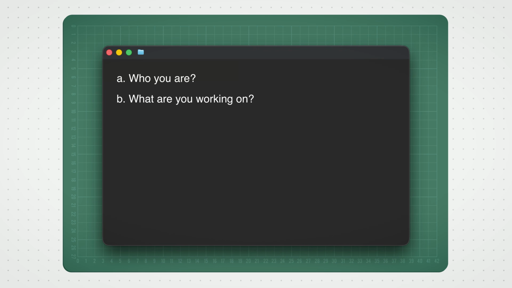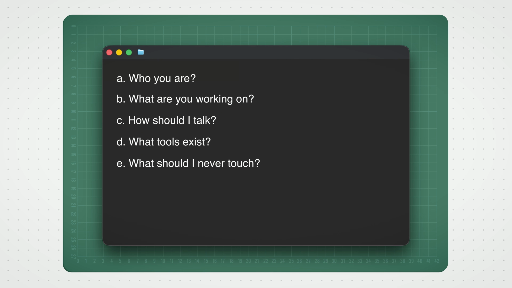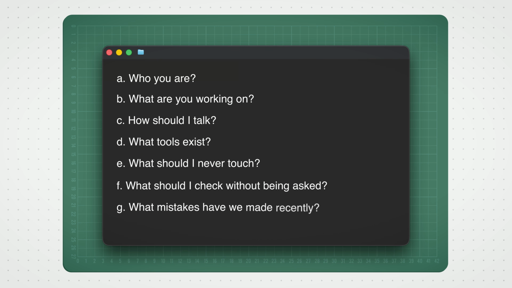These files answer the questions a real assistant would need answered before they could help you. Things like who you are, what you are working on, how should I talk, what tools exist, what files should I never touch, what should I check without being asked, and what mistakes have you made recently. If those files are empty or generic, the agent has to improvise. And when agents improvise, they become generic real fast.